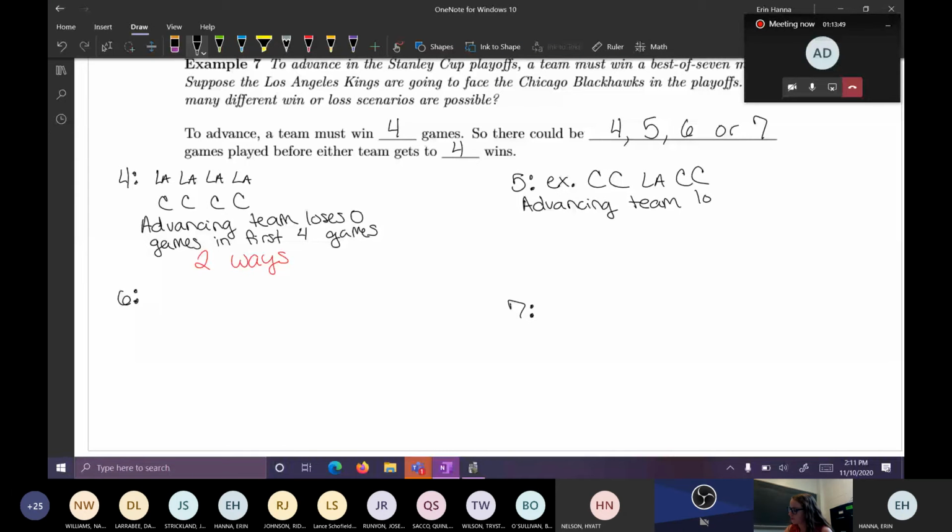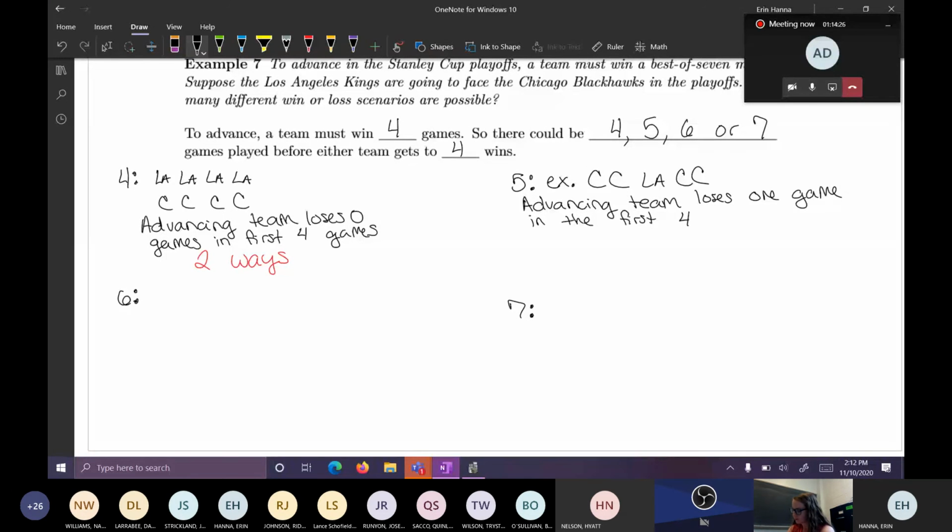loses 1 game in the first 4. The loss has to come within the first 4 games or else someone has won 4 games. So we're going to phrase these in terms of the advancing team losing to figure out how many cases there are. The advancing team would have to lose 1 game in the first 4 games in order for there to be a 5th one, assuming that they then went on and won the 5th one.